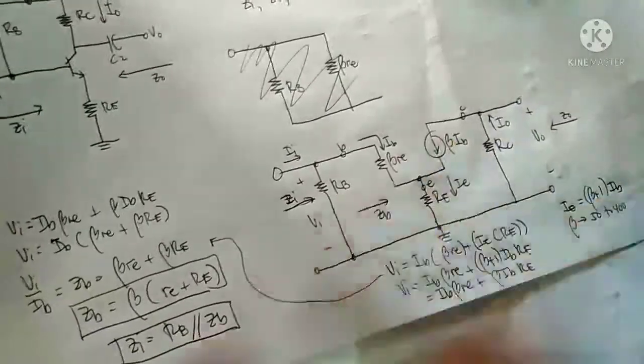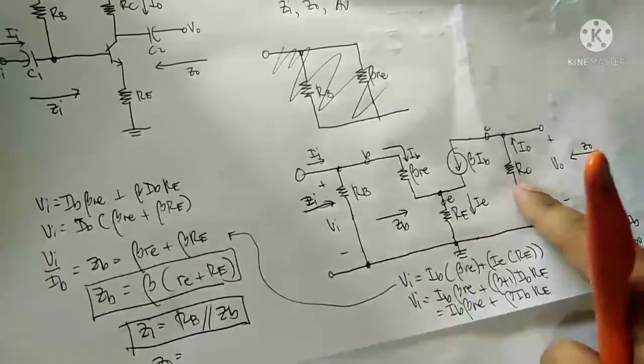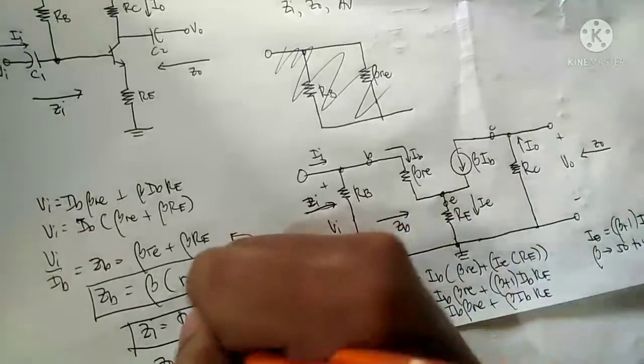The output impedance is very easy. Since there's no r sub o, the output impedance is just equal to RC.